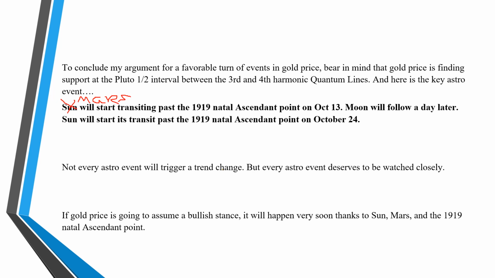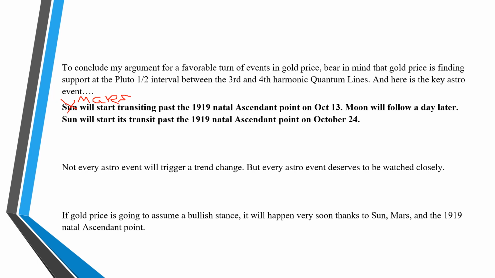Moon is going to follow shortly after. Sun is going to start its transit past the 1919 natal ascendant point on the 24th of October. So we've got a couple weeks left in the month of October. It's going to be a very interesting time. I really think gold is going to give us a bullish outlook.